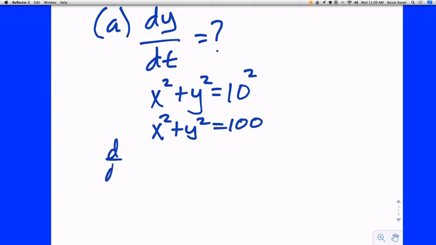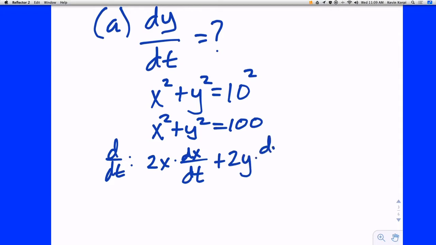Let's go ahead and take the derivative with respect to time, and we'll just do it implicitly. We won't solve for y or anything. So here we go. We got 2x times the chain rule, dx dt, plus 2y times the chain rule, dy dt, equals the rate of change of the length of the ladder squared, which is 0. Yeah, the ladder's length isn't changing, so neither is it squared.